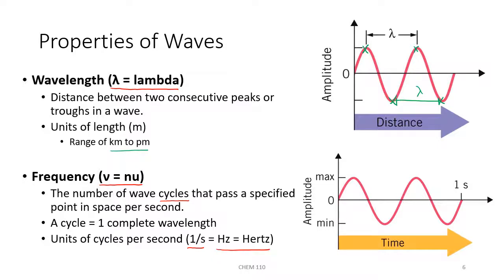If we look at our wave on the right, one complete cycle would have passed here, and another complete cycle would have passed here. This represents 2 cycles that have passed in a time period of 1 second.